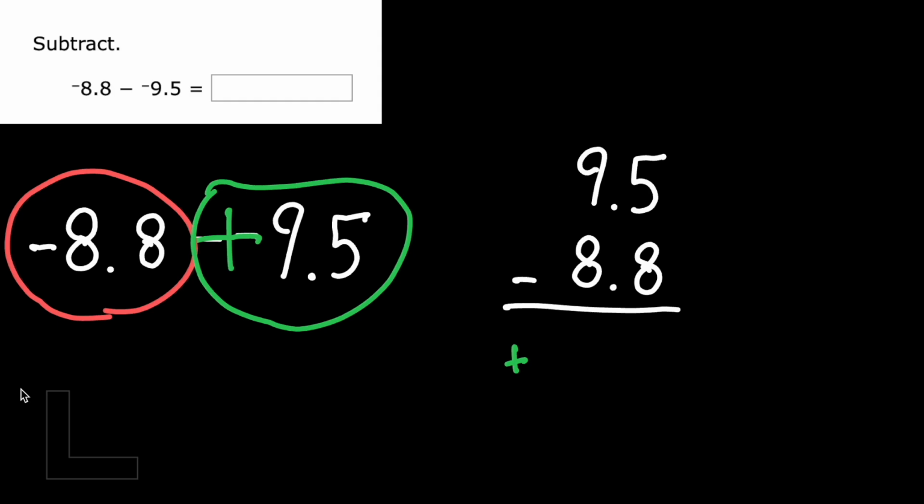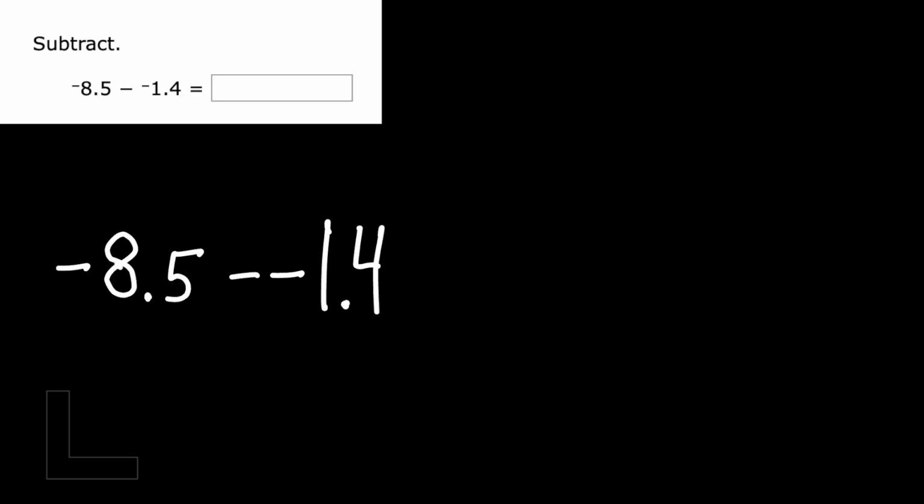So first we do 5 minus 8, can't do that, so we have to borrow from the 9, make it an 8, 5 becomes 15, 15 minus 8 is 7, and then 8 minus 8 is 0, so our final answer is 0.7.